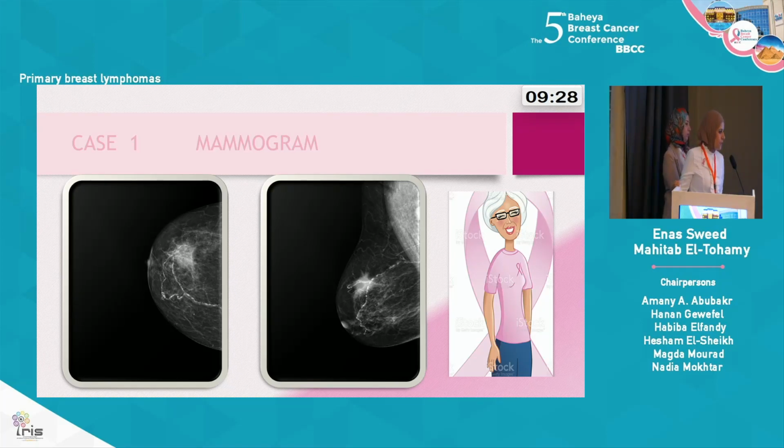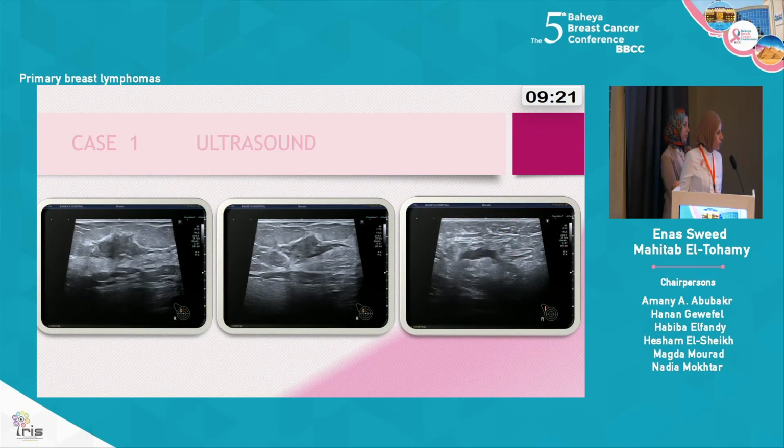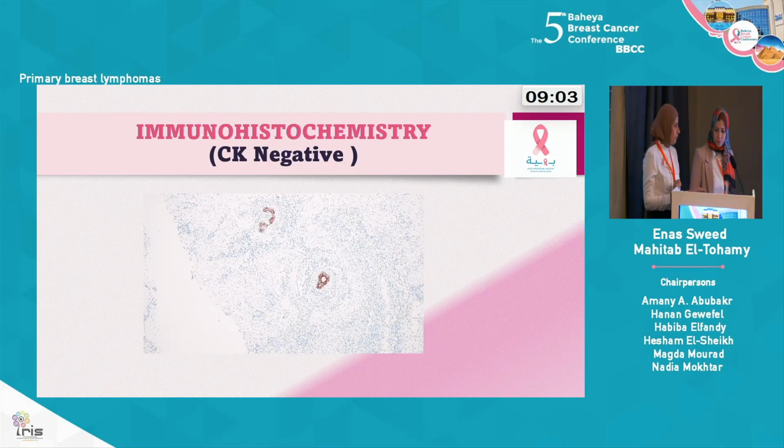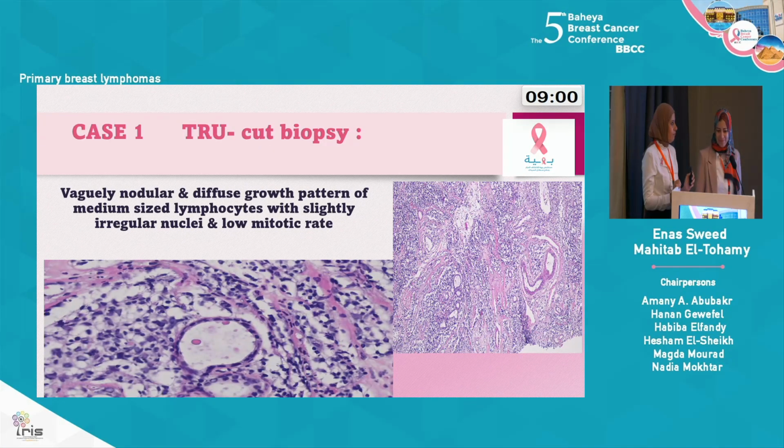The diagnostic CC and MLO of the right breast show a right upper outer quadrant irregular, spiculated margin, high density mass. On ultrasound, it shows right breast 11 o'clock irregular shape, spiculated margin, hypoechoic mass with pathologically enlarged axillary lymph node. Trucut biopsy was done. Microscopic examination revealed vaguely nodular and diffuse growth pattern of medium-sized lymphocytes with slightly irregular nuclei and low mitotic rate.